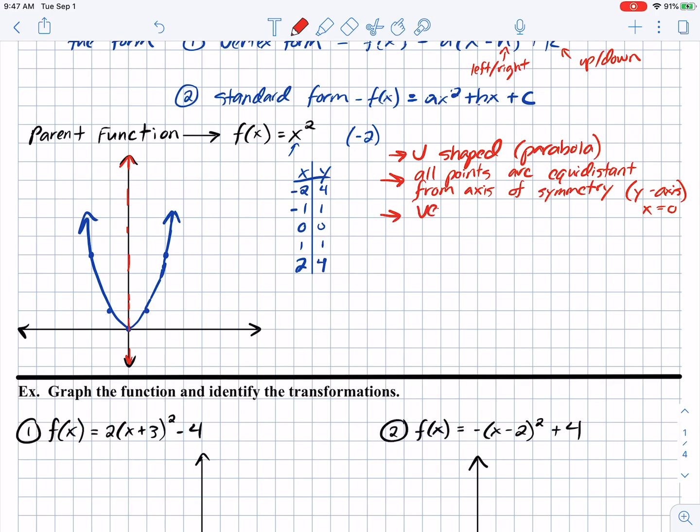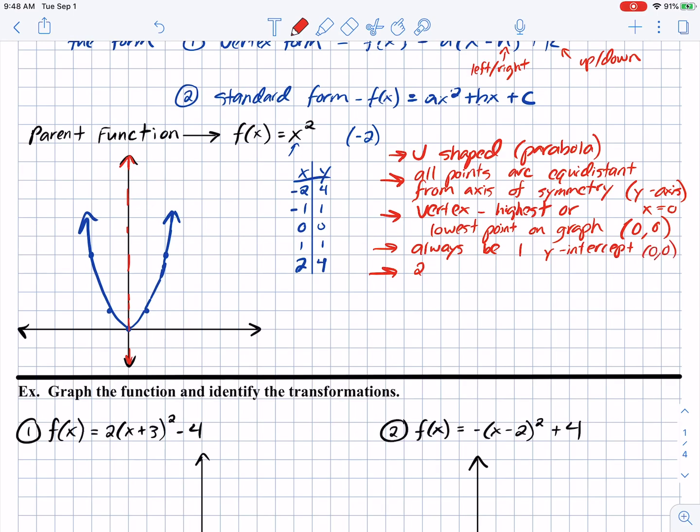There's a vertex, just like absolute value functions. The vertex is the highest or lowest point on the graph. The vertex will always be on the axis of symmetry, and in this case, the vertex is at the origin. It's at 0, 0. There will always be one y-intercept. There will sometimes be two, and our y-intercept here is also at the origin.